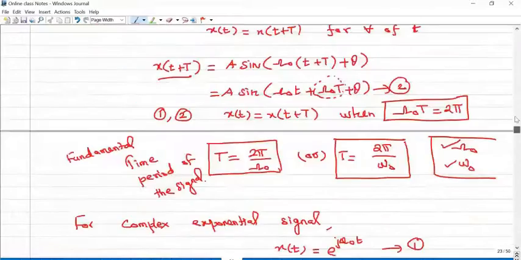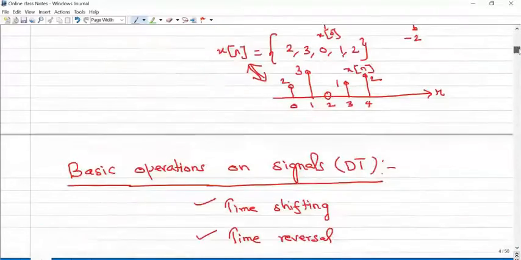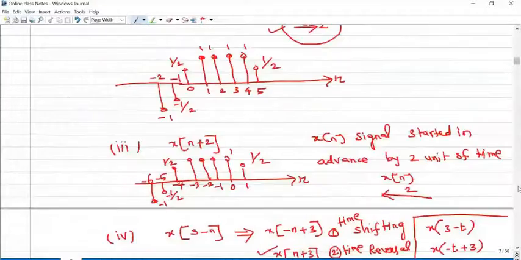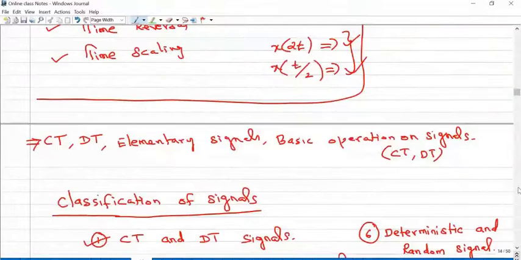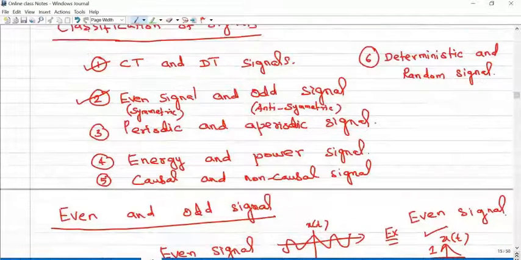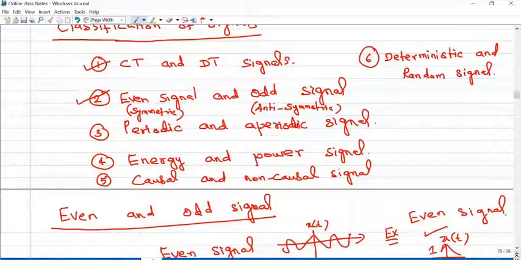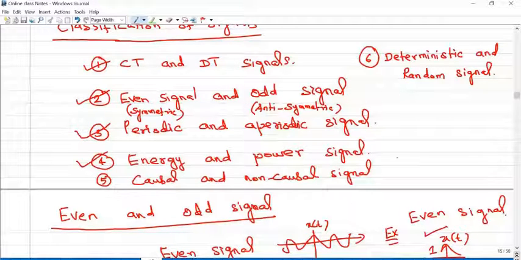So, classifications of signals: even signal, odd signal, continuous time signals, discrete time signals. These are very fundamental. Even and odd signals, and now periodic and aperiodic signals, are completed. The remaining three are energy and power signals, causal and non-causal signals, and deterministic and random signals. Out of these three, the energy and power signals have the problems. The remaining two are just definitions only.